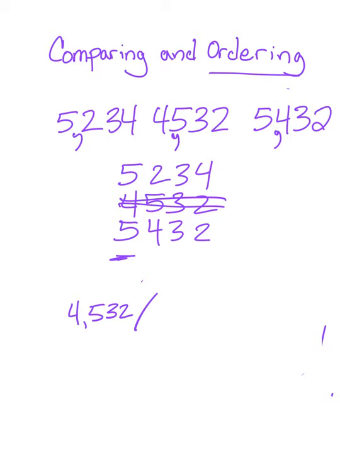5,234 or 5,432. I will notice that right here in the hundreds, this has a 4 and this has a 2. 2 is obviously smaller than 4. So 5,234 is the next smallest. And then finally, 5,432.